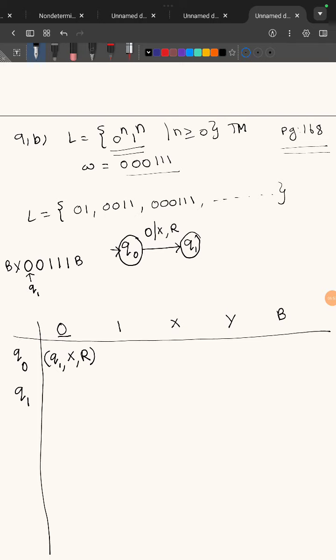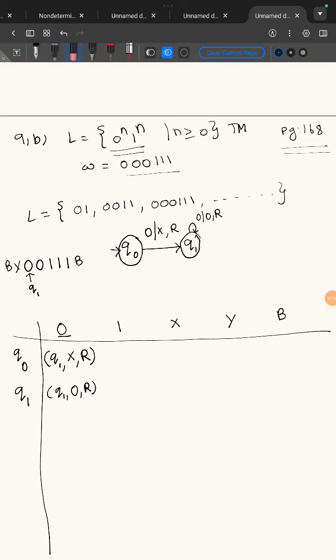We will keep the 0 as it is. So the state will remain the same, the 0 will remain the same, and only the pointer will move. How can we represent this over here? I can represent it as 0 will be 0 only, and it will be R. Either you can write R, L, or you can put an arrow mark. It makes no difference, both are the same.